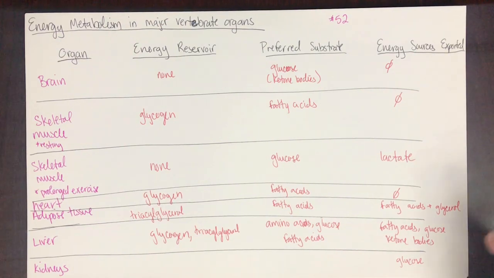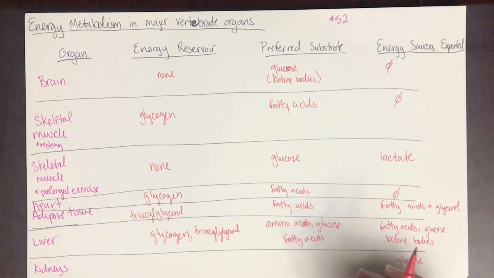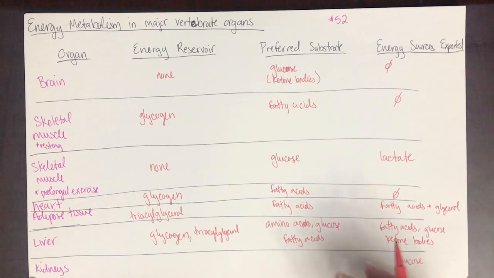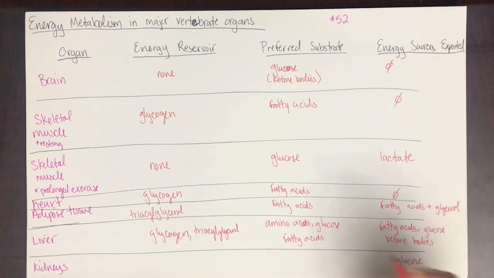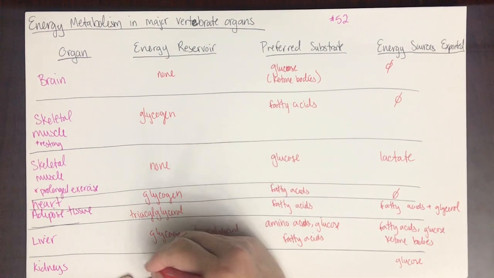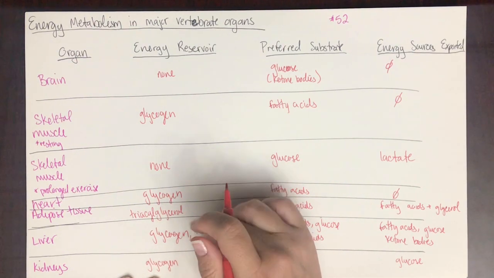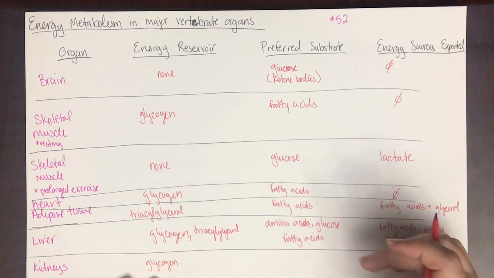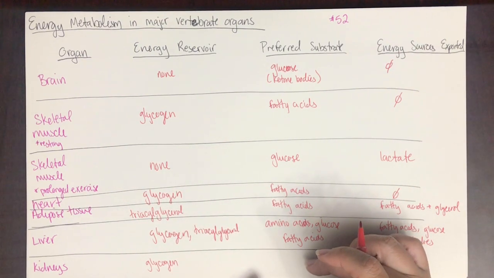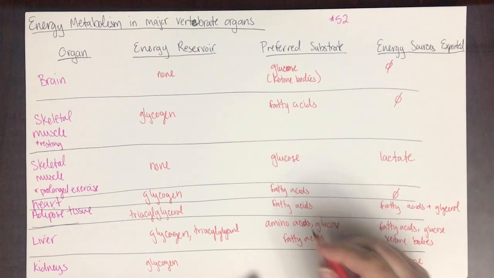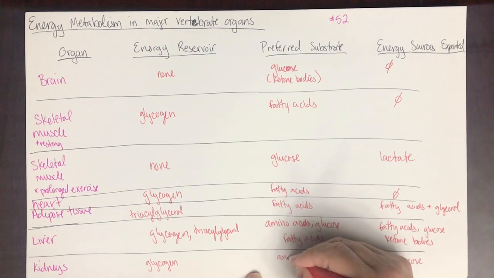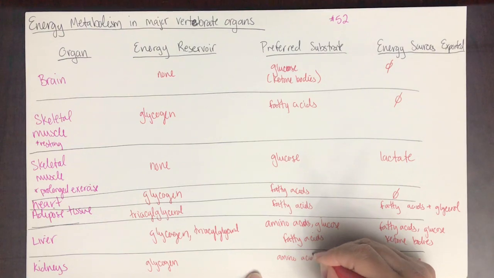Kidneys also use a lot of our oxygen. They are only about 0.5% of our body mass, but they consume about 10% of our oxygen. Energy reservoir, there is a little bit of glycogen in our liver. Mostly it's in our kidneys. Its preferred substrate, it can use all of these too, like your liver: amino acids, glucose, fatty acids.